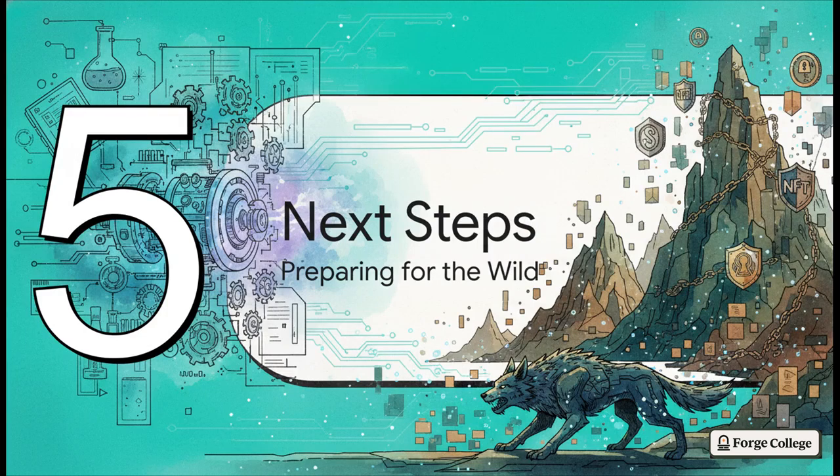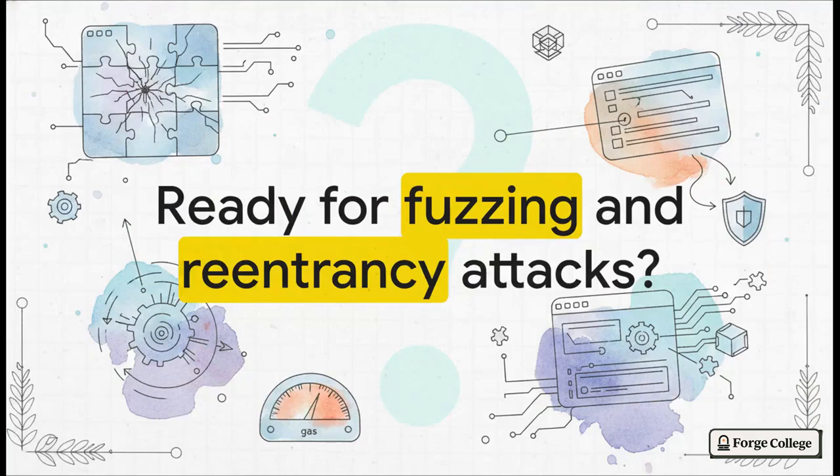All right, final stretch. Section 5, next steps. Preparing for the wild. So we've successfully built a functional AI-generated baseline in the lab, but the real world of NFTs and decentralized identity, it's incredibly unforgiving. We need to see if this code actually survives the wild. So gather up your baseline gas numbers and any failing tests you still have, because in our next lesson, we are introducing fuzzing and hunting down reentrancy vulnerabilities to harden security.